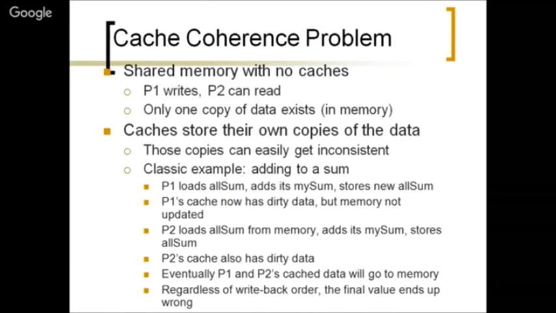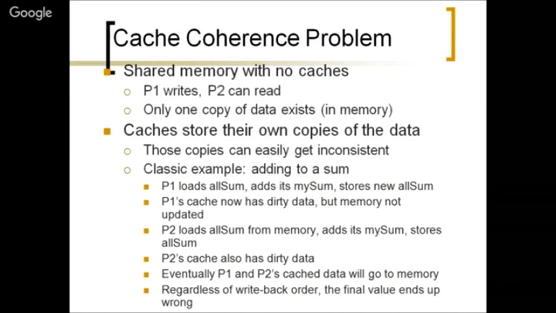Similarly, P2 loads from the memory. It reads that data, changes its value, and then stores that value again. Once it stores, there is no need to put it in the cache again, so the P2 cache will also have dirty data. Eventually the P1 and P2 cache data go to the memory.